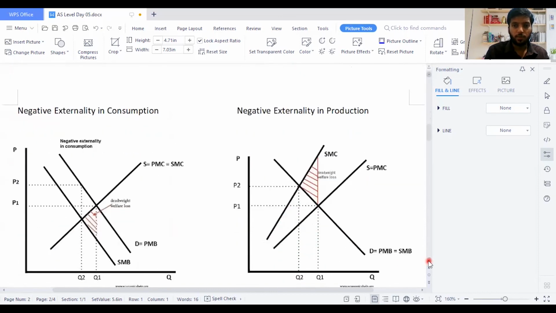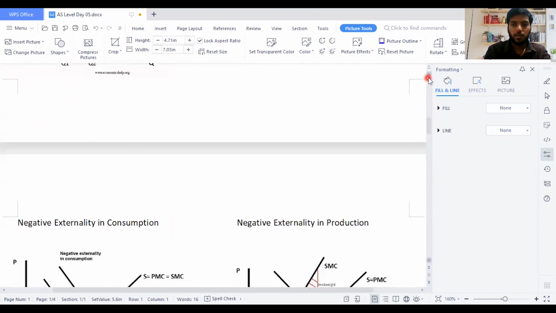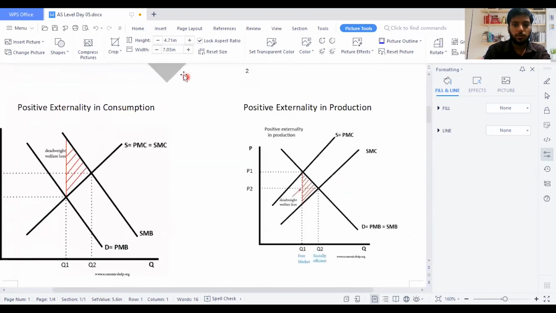So we learned four types of curves today. What are the four types of curves? Let me make it short and simple. What are the four curves we learned? Positive externality in consumption. What is positive externality in consumption? When your social market benefit is higher than your private market benefit, we say it is positive externality in consumption. Positive externality in production says that your private market cost is higher than the social market cost. They will not affect the environment to a great extent.